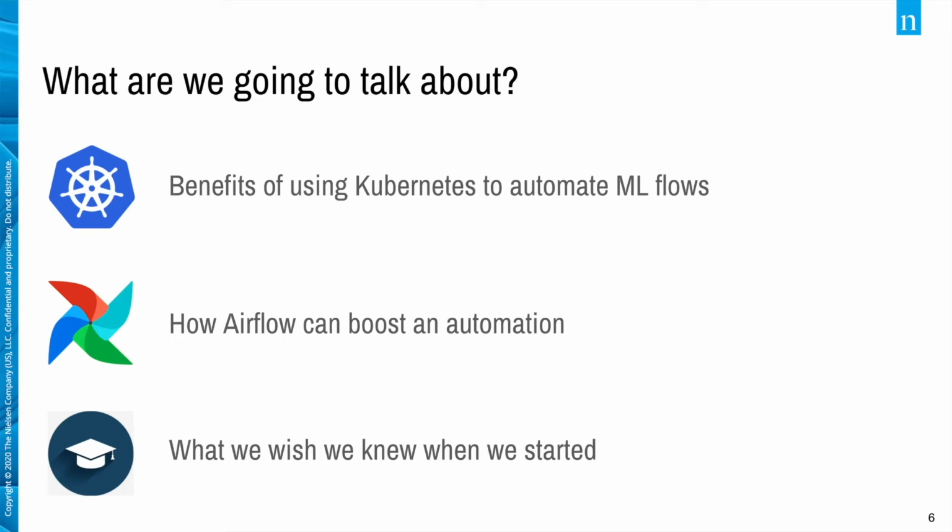The three main points I want to talk to you about is how we utilized Kubernetes benefits and strengths to do this automation. The second point is how we used Airflow to boost this transition. And the third point is some things we wish we knew before we began and could have facilitated our transition to the new automated pipeline.